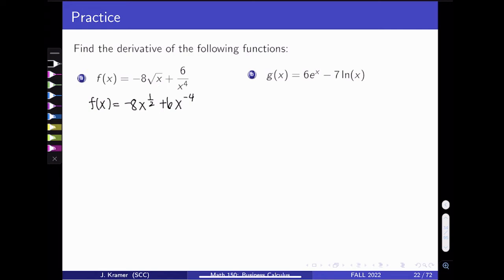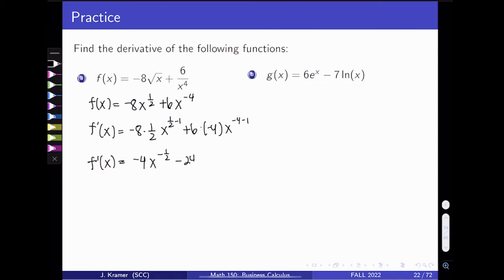Then f prime of x is negative 8 times 1/2 times x to the 1/2 minus 1 using the power rule, plus 6 times negative 4 times x to the negative 4 minus 1, and that's using both the sum rule as well as the power rule. The rest of the work will be to simplify this expression and get it back to its original form. So we have negative 4 x to the negative 1/2 minus 24x to the negative 5.